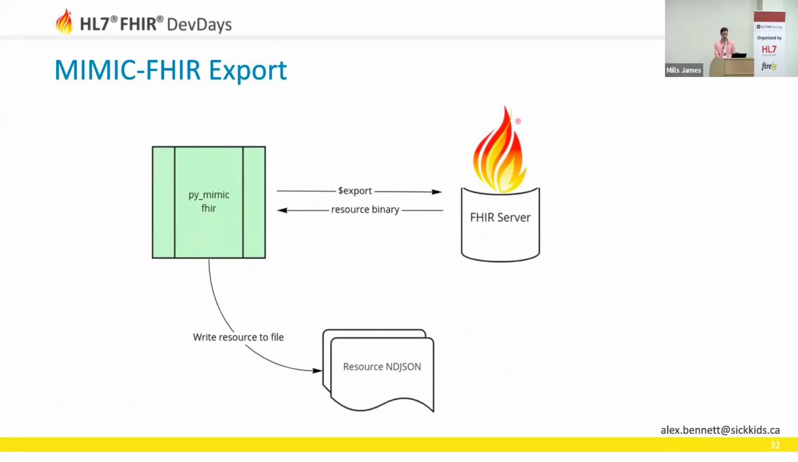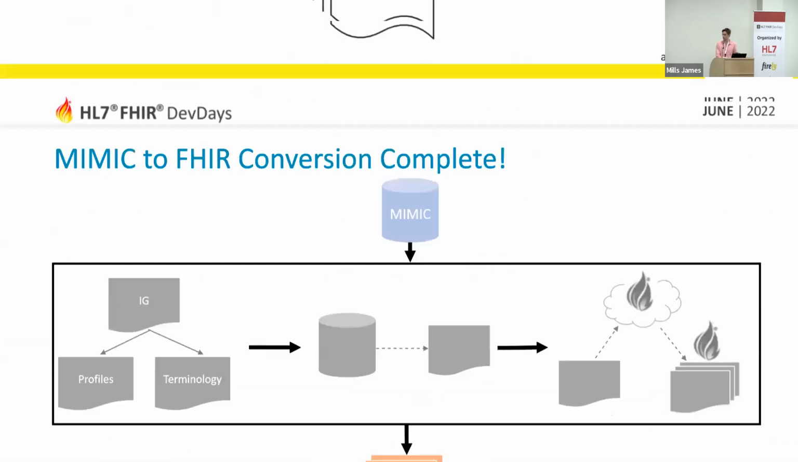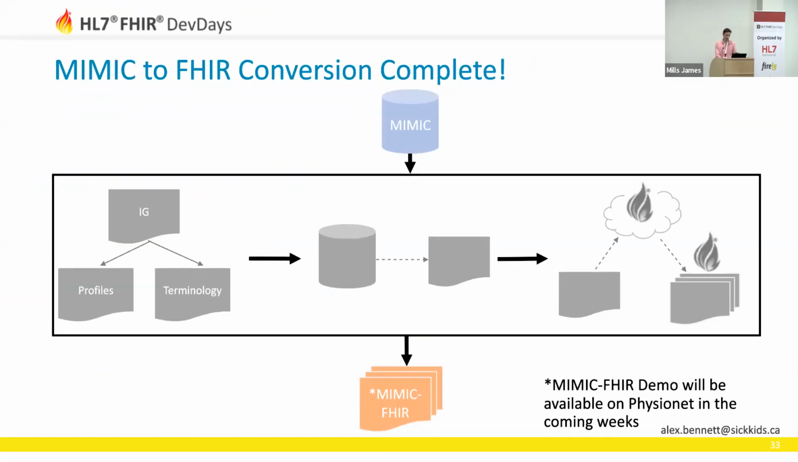And from that FHIR server, we use MIMIC-FHIR to communicate and export these resource binaries back out and store them as ND-JSON so they could be distributed and other people could start potentially using them. And so at this phase, we've got MIMIC to FHIR converted. We've gone through implementation guide, conversion, generation, and that final validation and export.